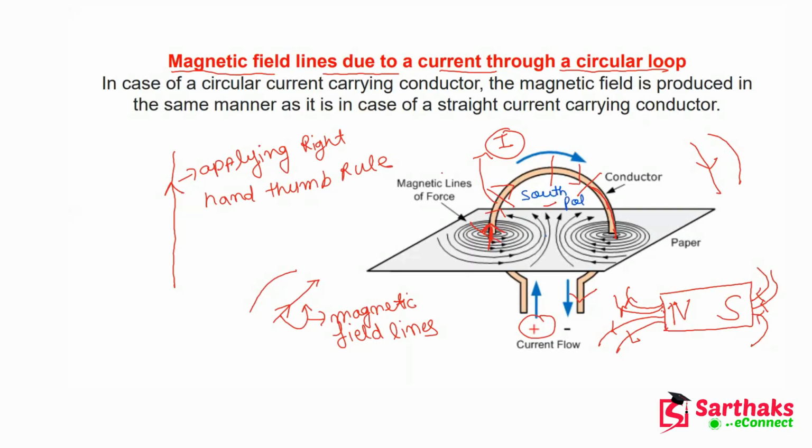South pole, and the opposite side will be acting as a north pole, because from that side these magnetic field lines are going out. But this south pole, why are we saying this is the south pole? Because magnetic field lines are coming into it. So this is the case of a circular loop. I hope you understand this. Now let's move on to the next slide.